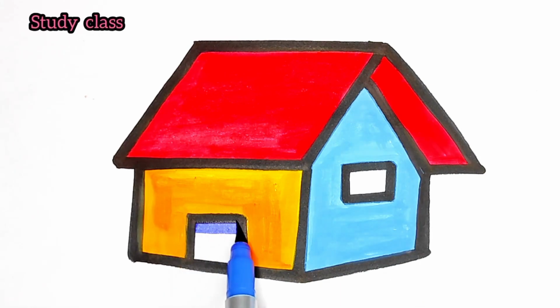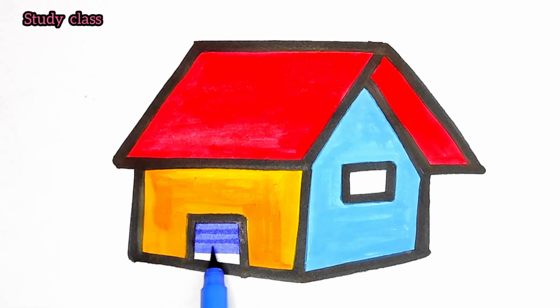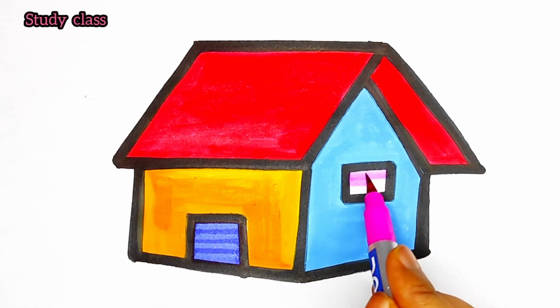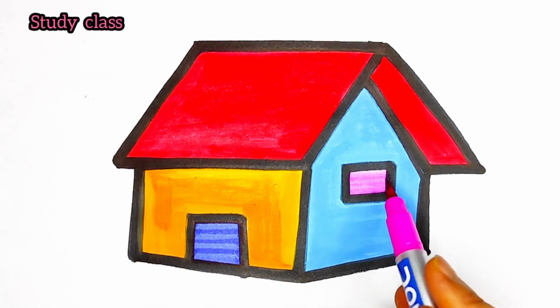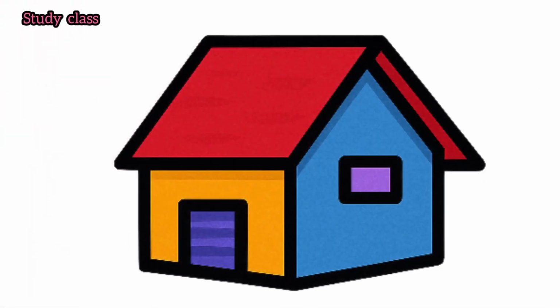We use blue color to color the door of the house. We use pink color to color the window. Now our drawing is completed.